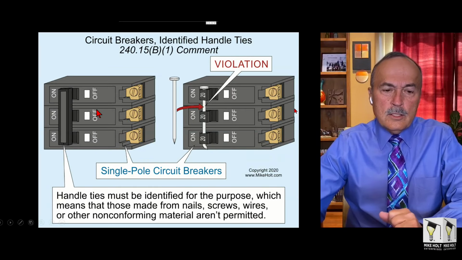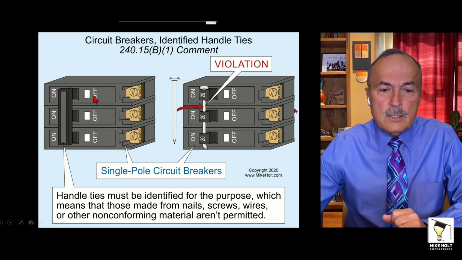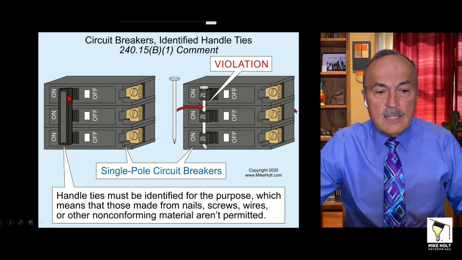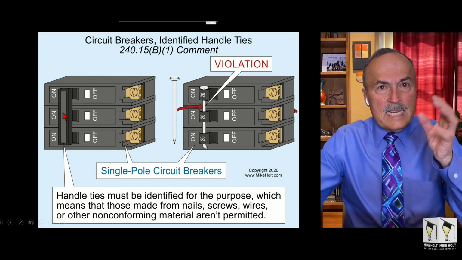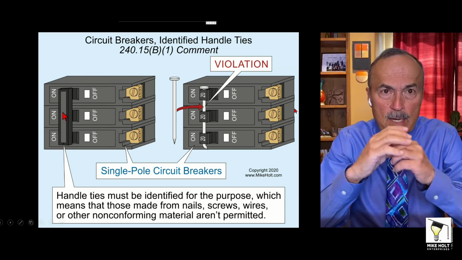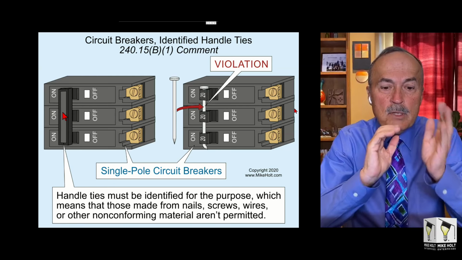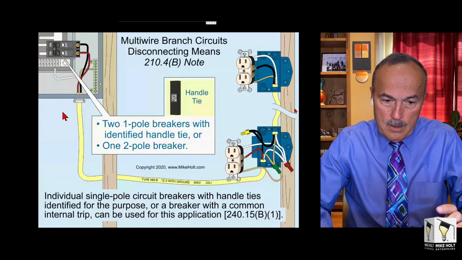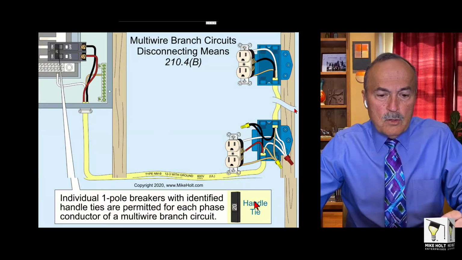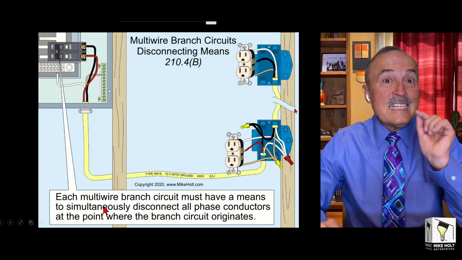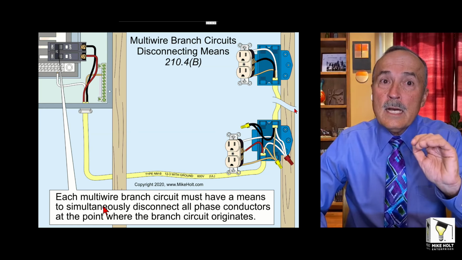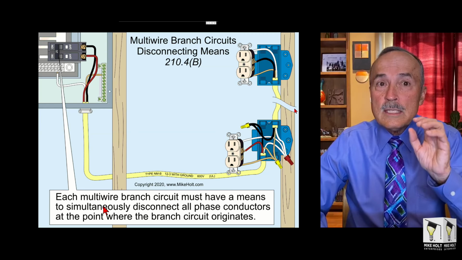All right, let's just look at this graphic here. Let's assume these are three single pole breakers, and it's going to be for a multi-wire branch circuit on three-phase. And you have an identified handle tie. Clearly, mechanically, by tying these three single pole breakers together, you can simultaneously, let's go back to the word simultaneously, each multi-wire branch circuit must have a means to simultaneously disconnect. There's a difference between disconnecting and opening because of an overcurrent condition.